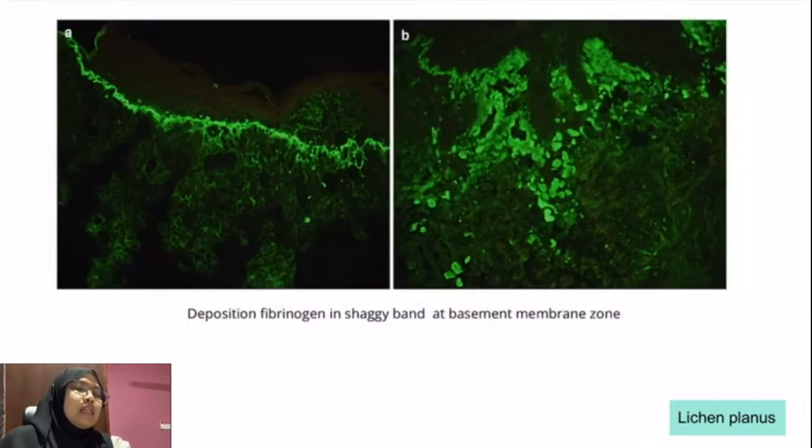Next are the immunopathological features of the lichen planus. There will be deposition of fibrinogen at the basement membrane zone in a shaggy band pattern, as you can see in the first picture. And the second picture reveals the higher magnification. You can see the shaggy band pattern.